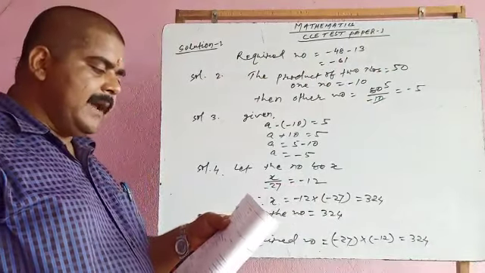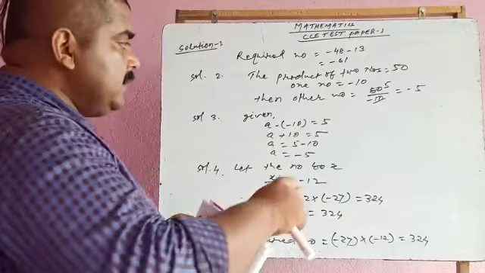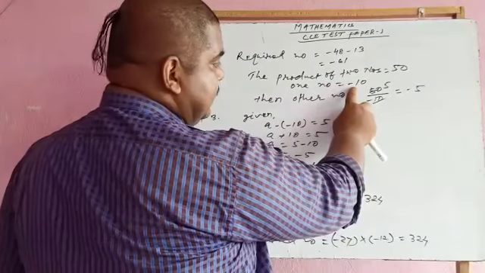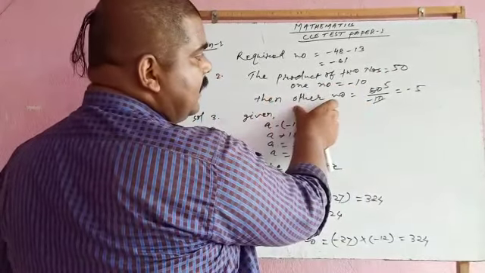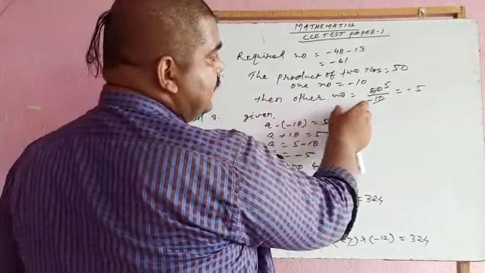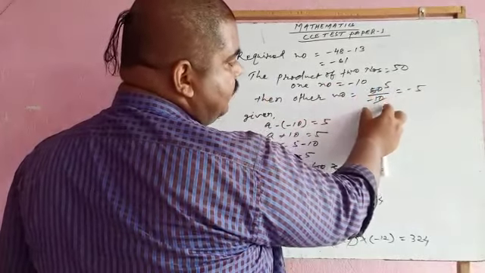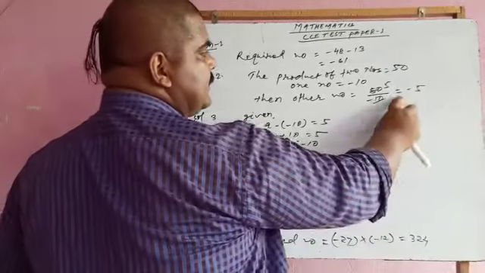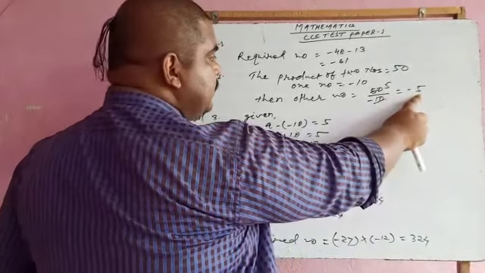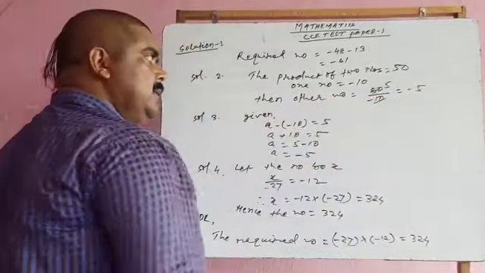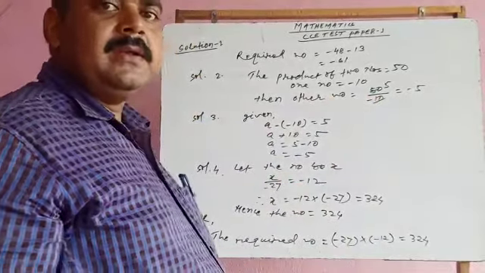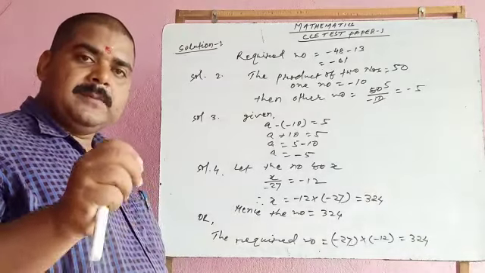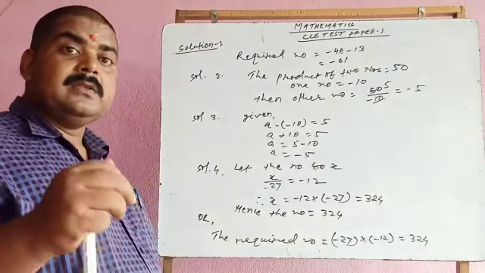The second question says that the product of two numbers is equal to 50 and one number is given as minus 10, and you have to get the other number, which is equal to 50 upon minus 10, and on cancellation it is equal to minus 5. So you have to divide in such type of question. When the product of any two numbers has been given, then you need to divide the product by the number which has been given.